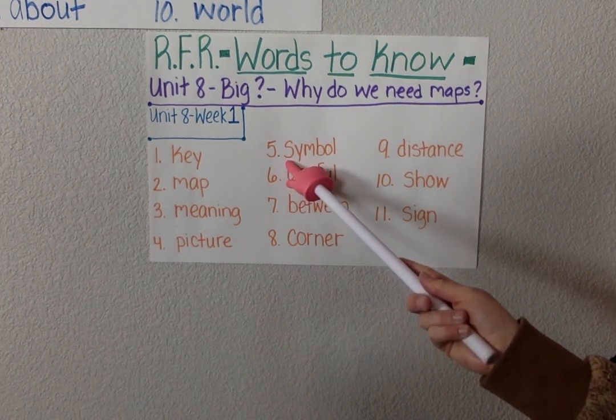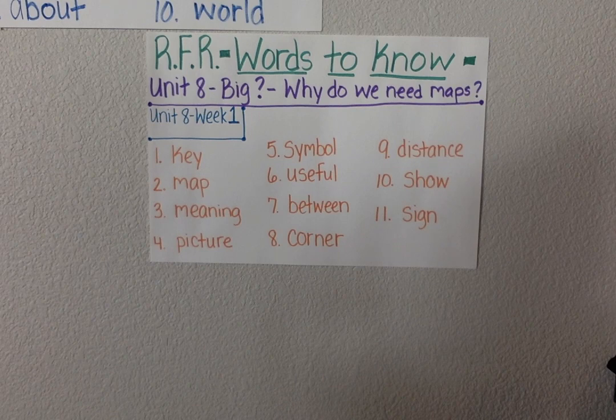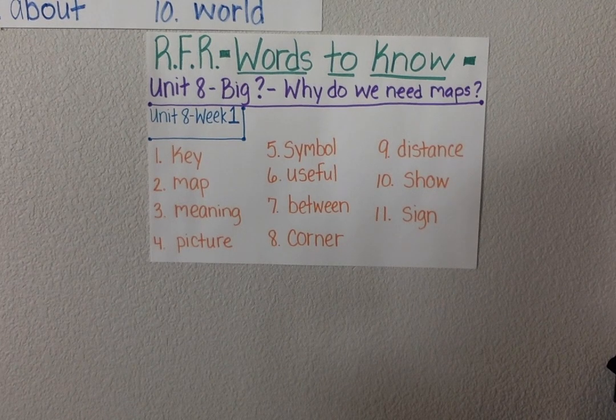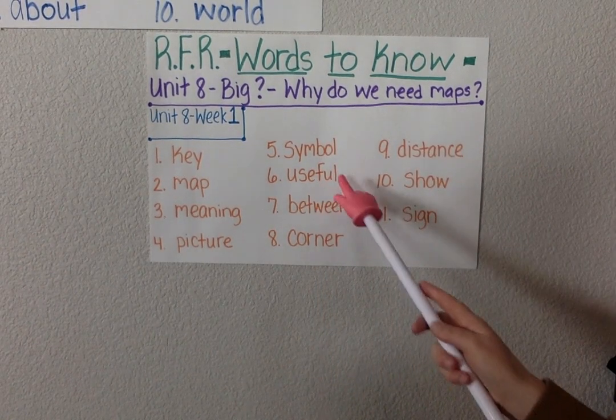Number 5, symbol. You have symbols on a map. Street signs have symbols on them. Different kinds of symbols tell you what different things mean or what you can do or what you can't do. For instance, your walk signs. What's the symbol that tells you to walk across the street? It's usually a little person walking across the street. What's the sign that tells you to stop, you may not cross the street? It's usually a red hand that says stop. Those are symbols. They tell you something.